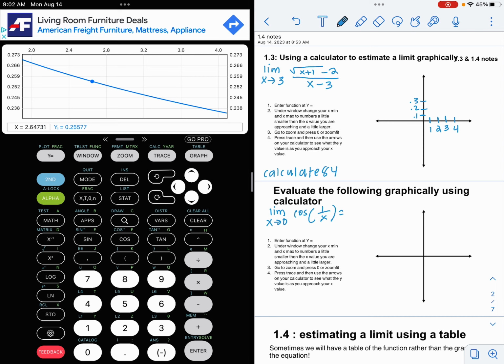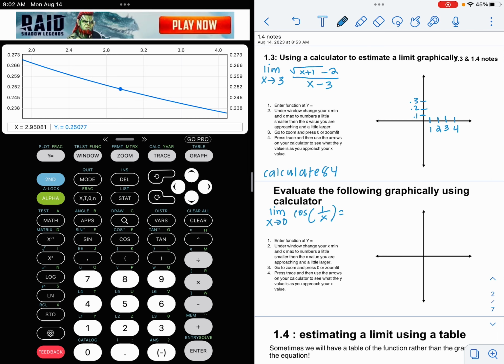So I'm going to take my cursor and press it to the right, and I'm just going to watch what happens as that x value gets closer to 3. As that x value gets closer to 3, my y value is always around 0.25, and it's actually getting closer and closer. It went from 0.25265 to 0.25227. We're still getting closer, and so it really looks like from the left side of this function that it's approaching 0.25.